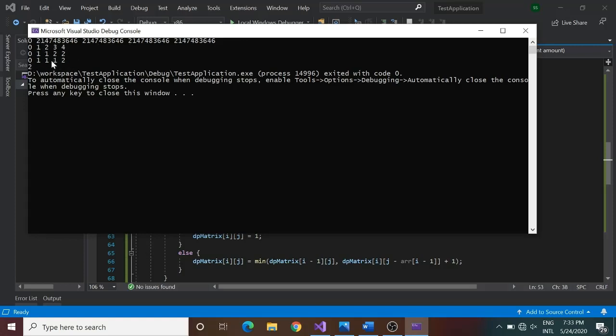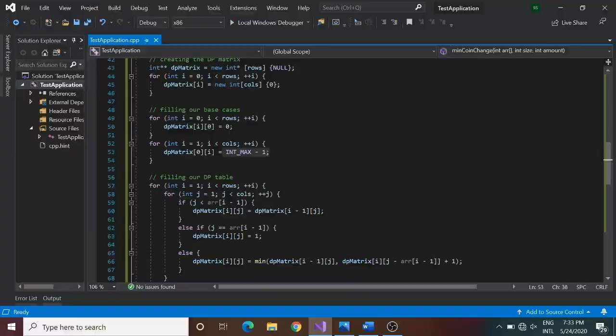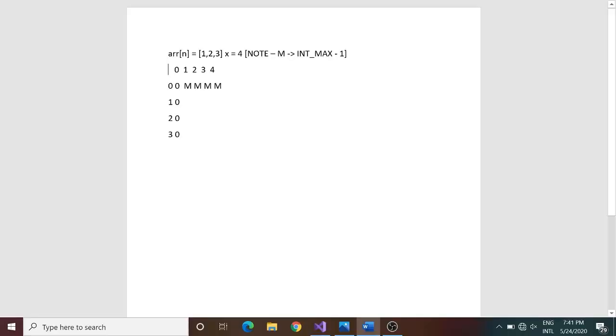Please ignore these. We will be discussing how we have actually populated all this. So we have filled our base cases. We know our first column contains 0 and our first row except the 0, 0 contains int max -1. So how do we populate the other cases? What do we see over here? What does this intersection and this intersection mean?